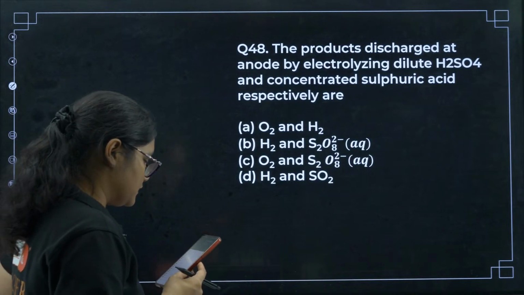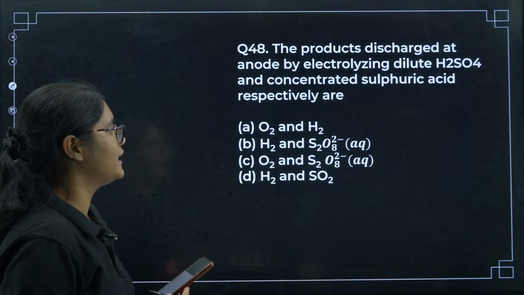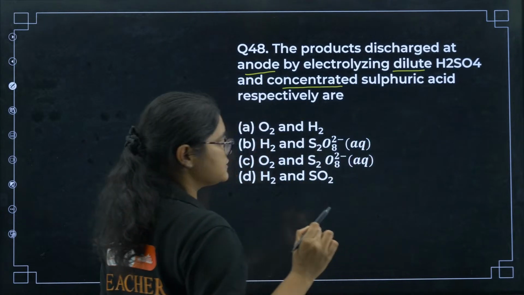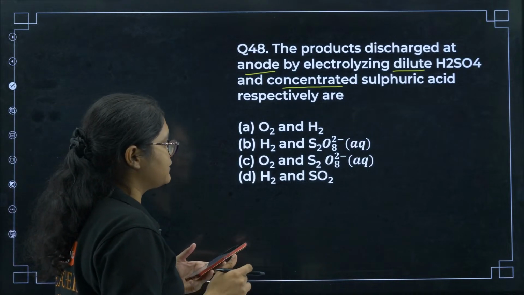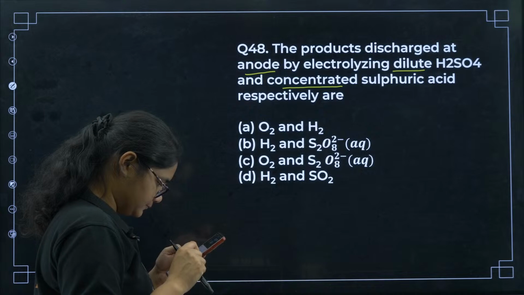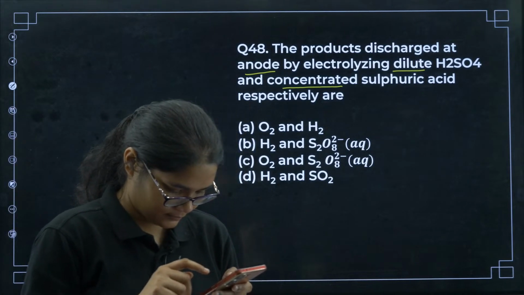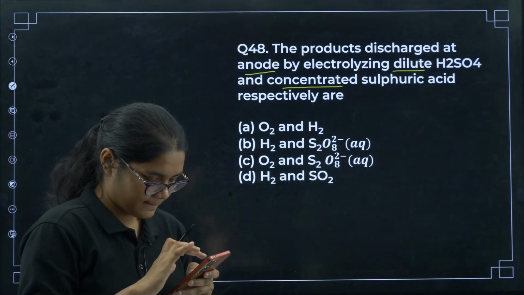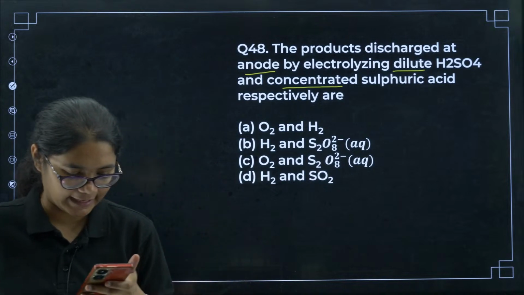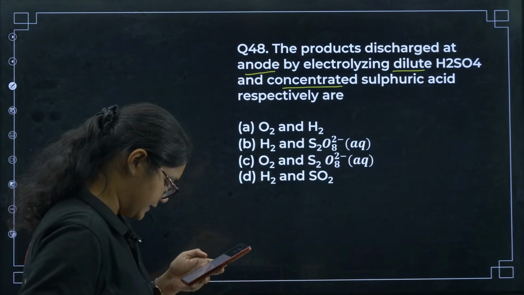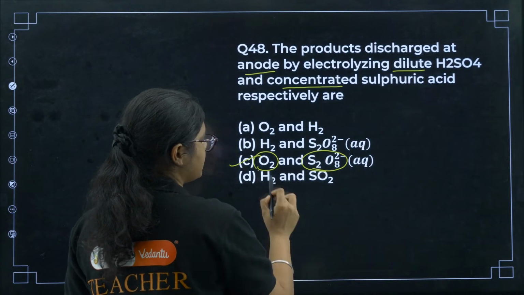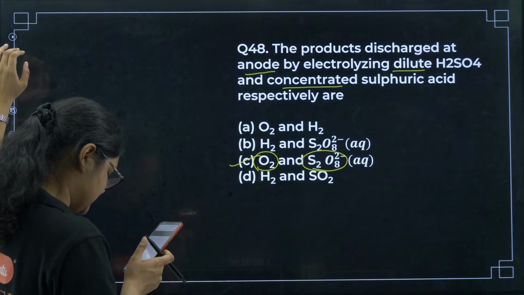Next, question number 48. The products discharged at anode by electrolyzing dilute H2SO4 and concentrated H2SO4. Just now we have discussed dilute. Let me see who is answering the 48th question correctly. 48C, yes, JKBGM has given the correct answer. For concentrated it will be S2O8 2minus, and for dilute, OH minus will undergo oxidation to give you O2. 48C is the correct answer.